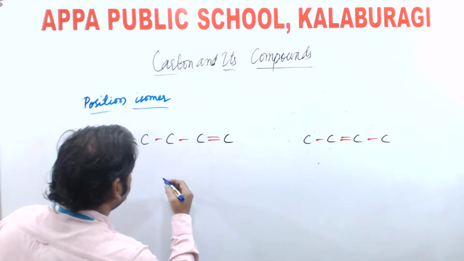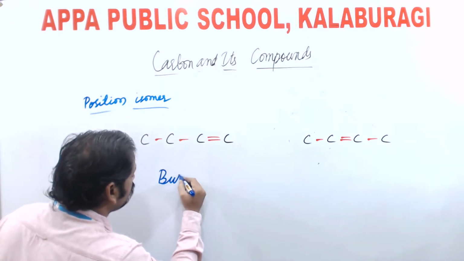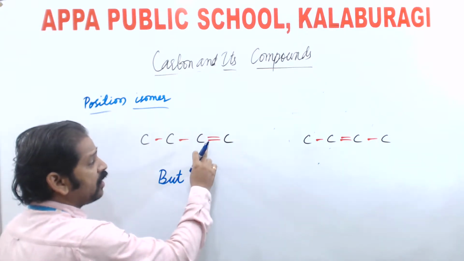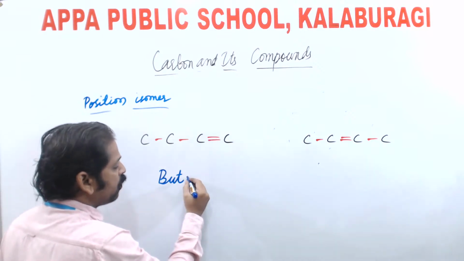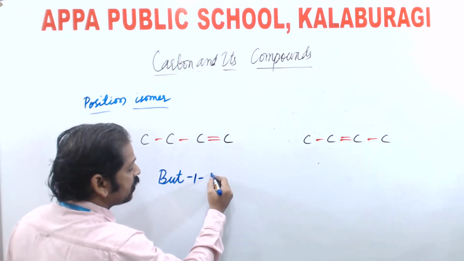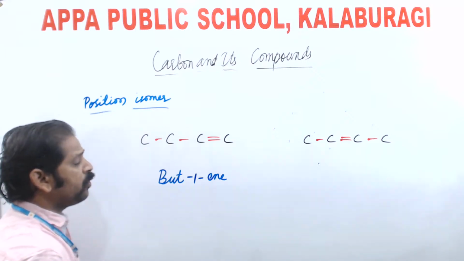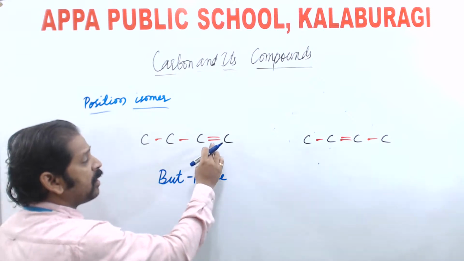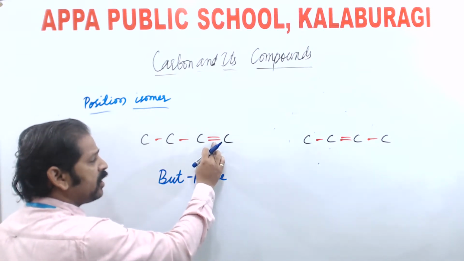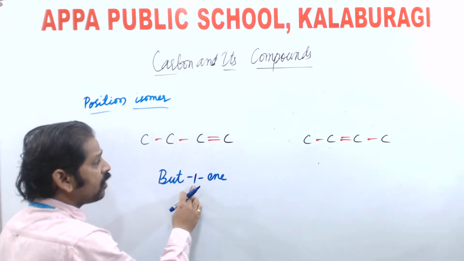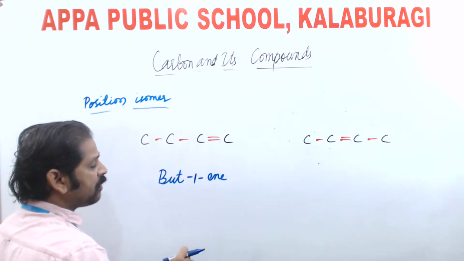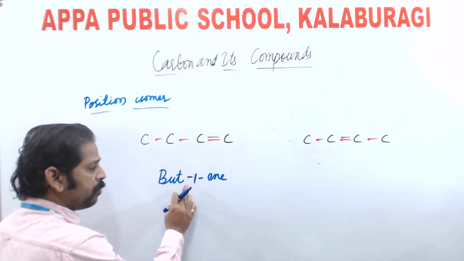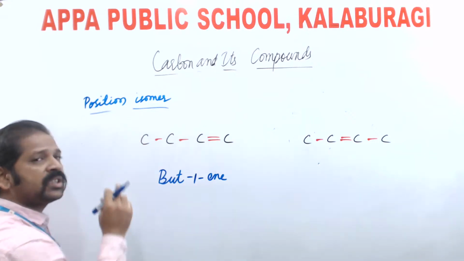But after which portion is the double bond? After the first carbon. But-1-ene. Number of carbons are 4. The double bond is there after the first carbon 1, and we are having the double bond available in but-1-ene. The position we are mentioning here is the positional isomer.